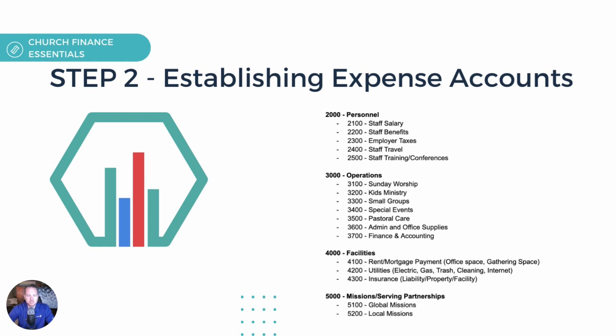4,000 is facilities. So rent, mortgage, office space or gathering space could be included in there. Again, you could build out 4,101 and be more specific, this is our Sunday gathering space. 4,102 could be our office space if you have that in time. You want to have something for utilities, the cost of being in this space. And so electric, gas, trash, cleaning, internet.